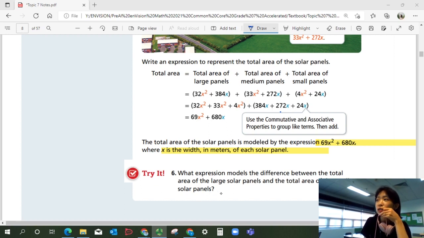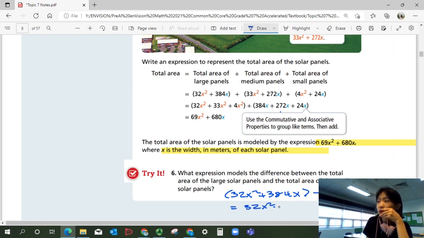So again, you're going to find the difference. The area of the large panels is 32x squared plus 384x. You're going to subtract the area of the small panel, right? So that's 4x squared plus 24x. And then you have 32x squared plus 384x minus 4x squared minus 24x, because you're distributing your negative sign, the subtraction, right? Because we're adding the negative terms, or you're subtracting each term.